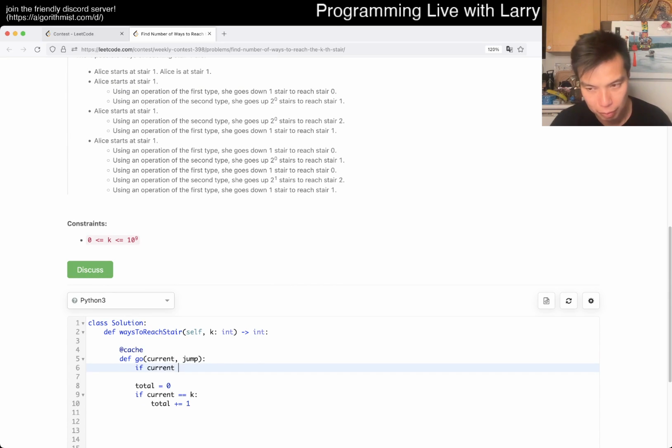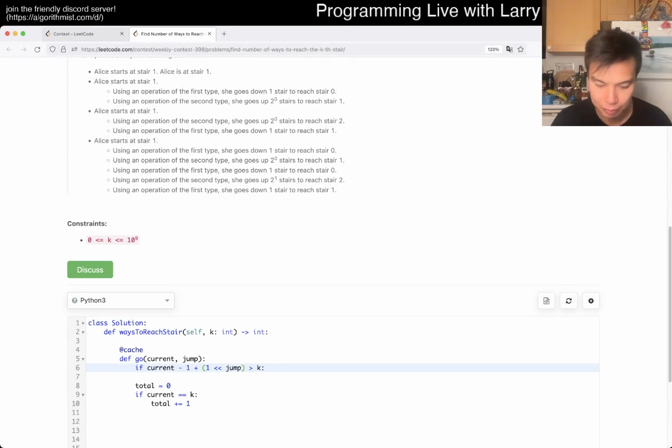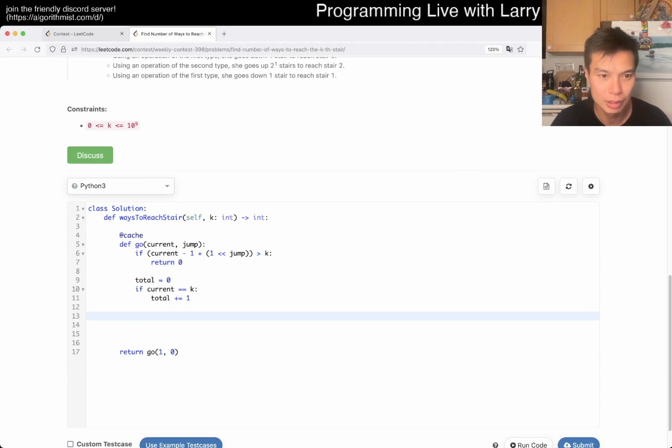So if current minus 1 plus 2 to the jump is greater than k, then we return, right? Oops, what did I do? Then we return, right? Otherwise, we just do two things. We can do, well, just what I did.